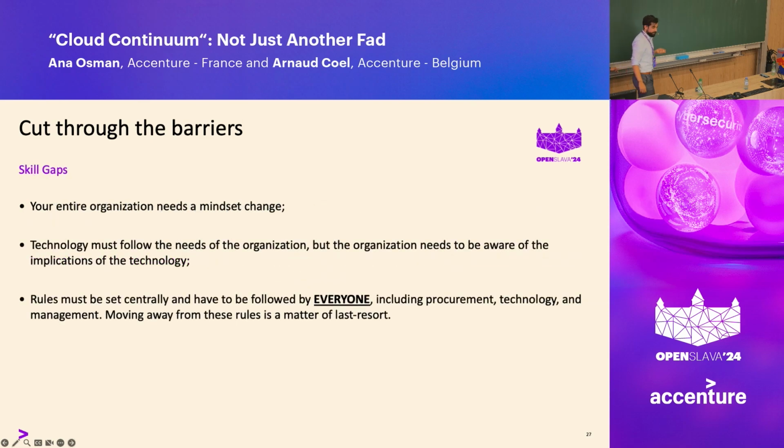And then lastly, it's the skill gaps. It's the organizational change, your mindset that the organization needs to take. Everybody needs to be aware of the Cloud Continuum and they need to adhere to it. So that means that there needs to be very, very strong governance to make sure that you don't stray away from the continuum, because once certain people or bits of the organization start straying away from it, then it collapses like a house of cards.